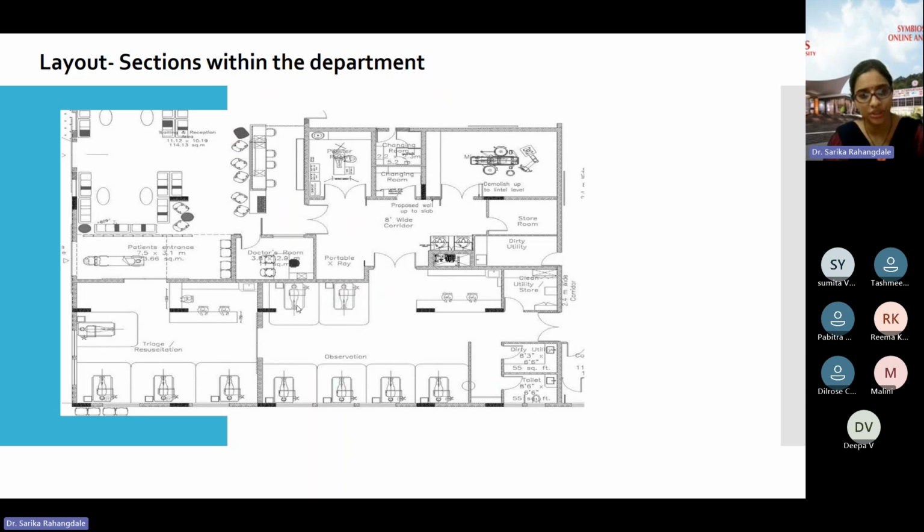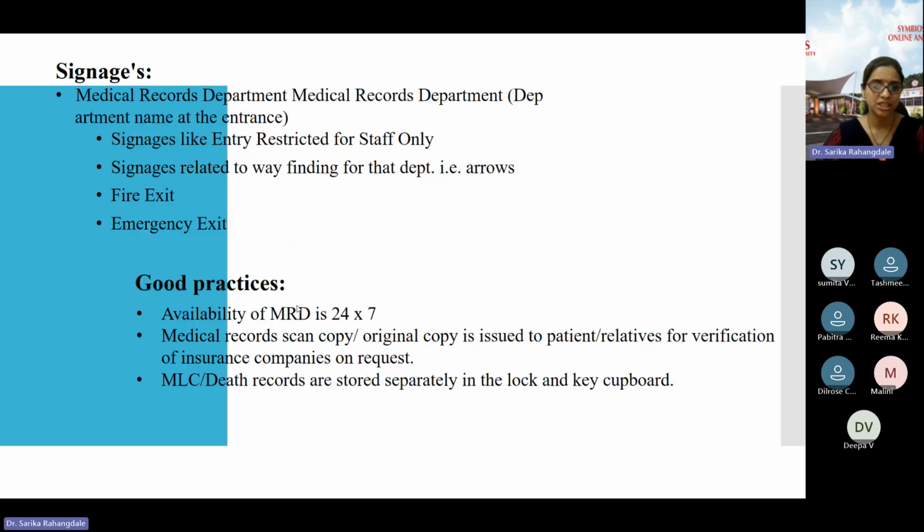such kind of photographs are usually available in the ward with the nursing manager or the matron or nursing superintendent. You can ask them. So signages, medical record department, like signages that say entry restricted for staff, signages related to wayfinding, arrows, fire exit, fire related information, right? And good practices. I hope you can read out.